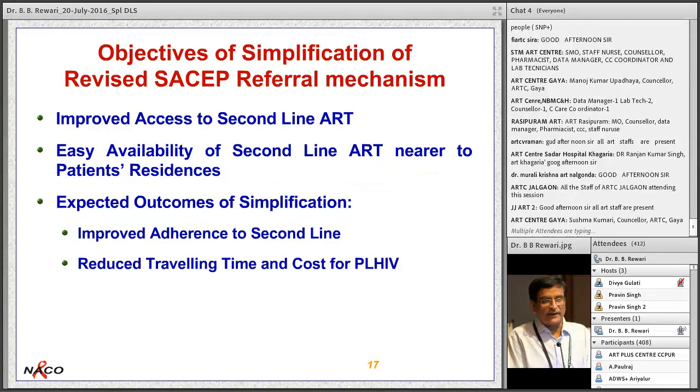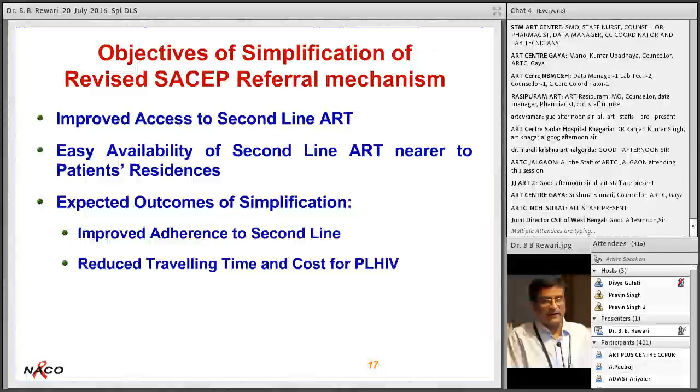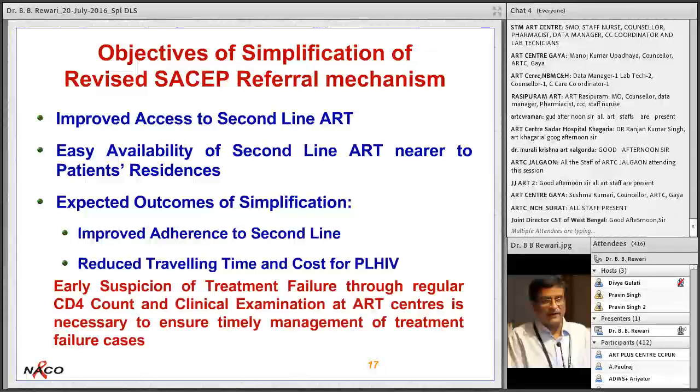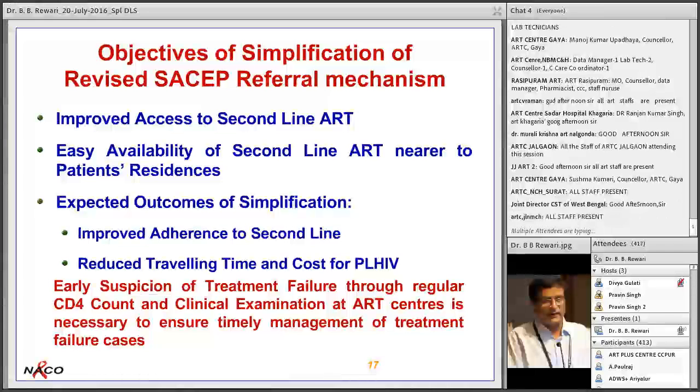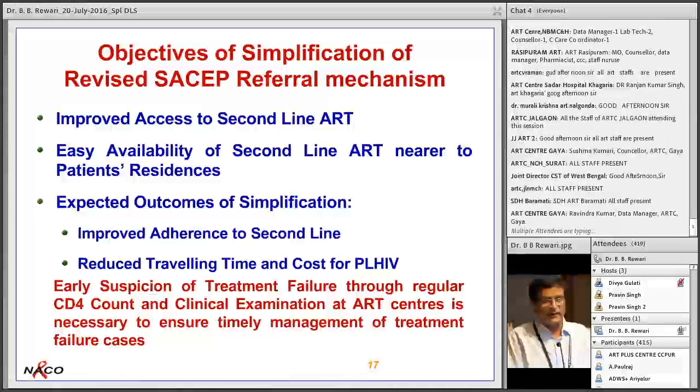We want to improve access to second line ART, make it easily available nearer to patients' residence, and also improve their adherence, because they get second line ART nearer to their residence. Adherence will be better, and this will cut the traveling time and cost to PLHIV. Many of them cannot afford even traveling to the nearest ART plus center or COE. But what is more important, which you need to focus on, and I would like to take this opportunity, is that early suspicion of treatment failure is very necessary to ensure timely management.